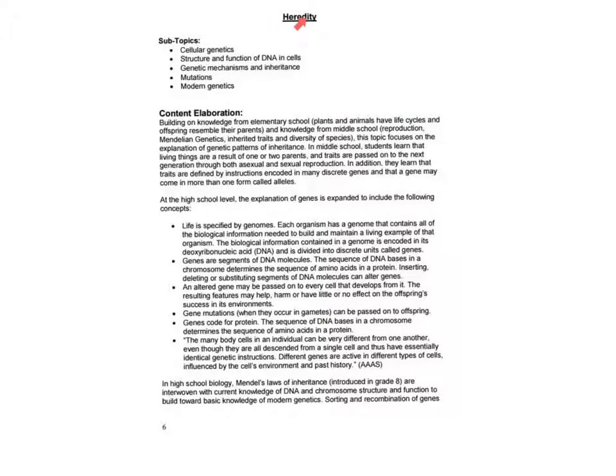But I wanted to focus on heredity for one reason, and that's this part here. And it says building on knowledge in elementary school, right? And it says offspring resemble parents, knowledge from middle school. So here's the problem with this, and this whole thing talks about all the knowledge that the kids should have gotten in middle school and elementary school. Based on the polling that I've done with the kids, what they're telling me is that some of the kids didn't get any science in middle school or elementary school.